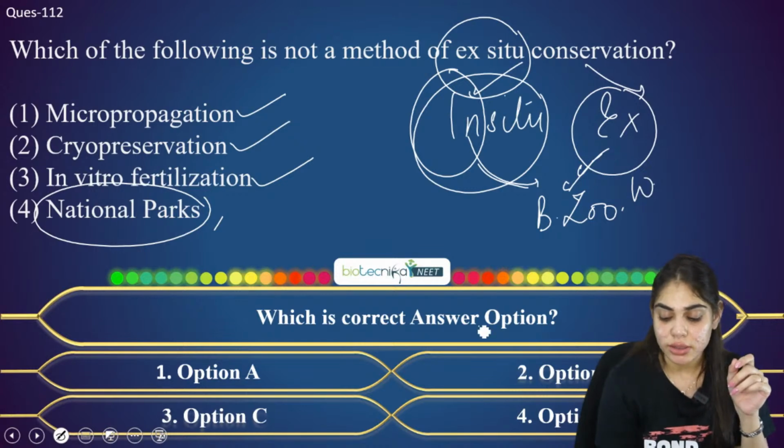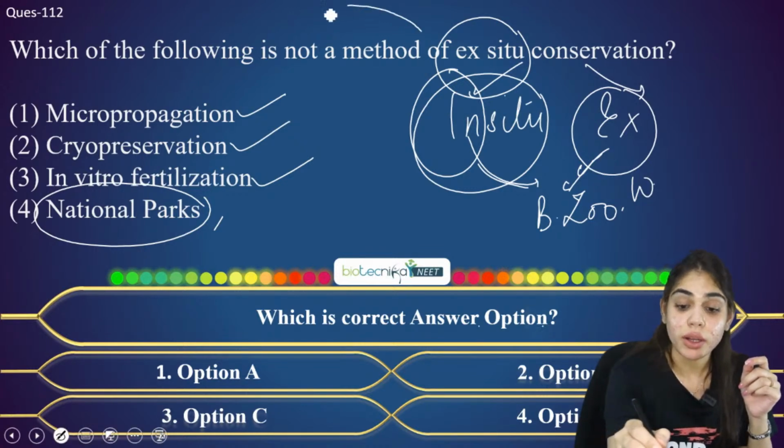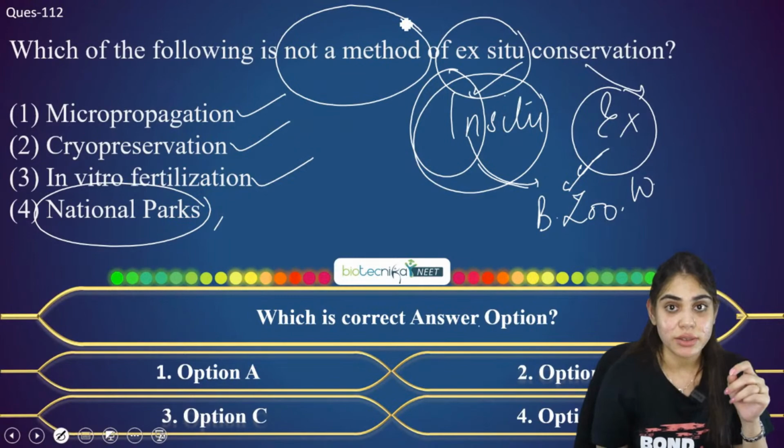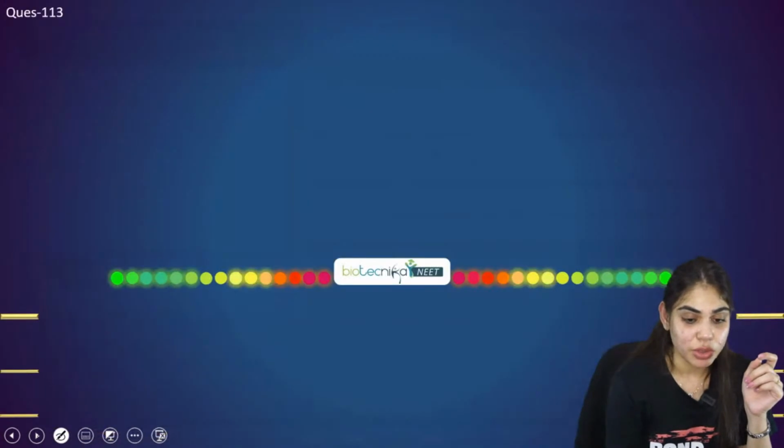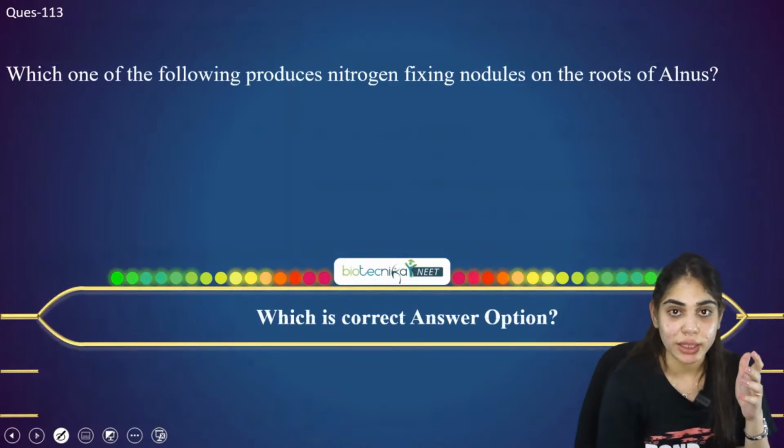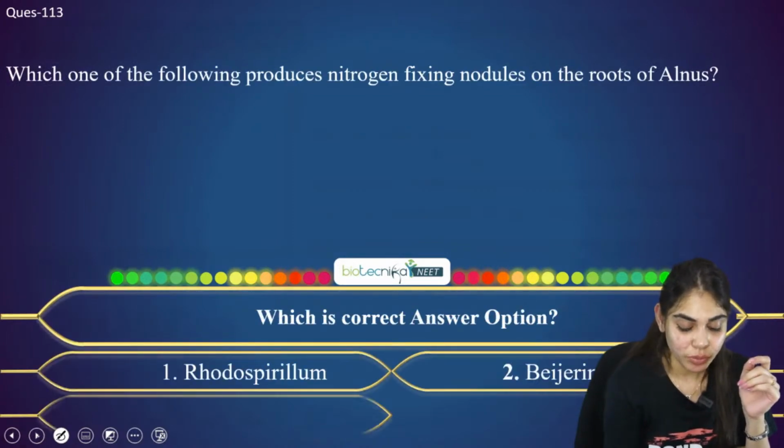Which is the correct answer option? What is it asking? Not a method of ex situ. Then what is not a method of ex situ? It is national parks. So the right answer is option 4. Now let's move to the other question, that is 113.